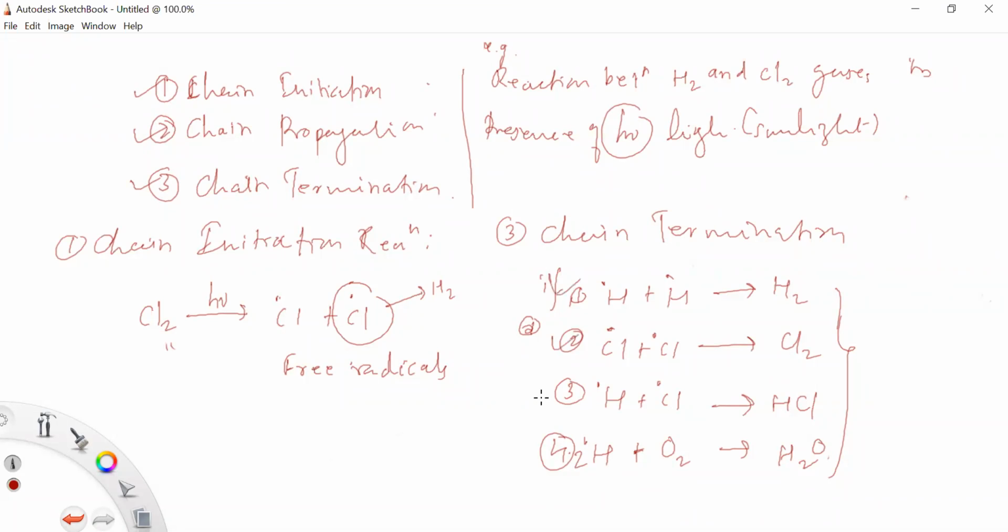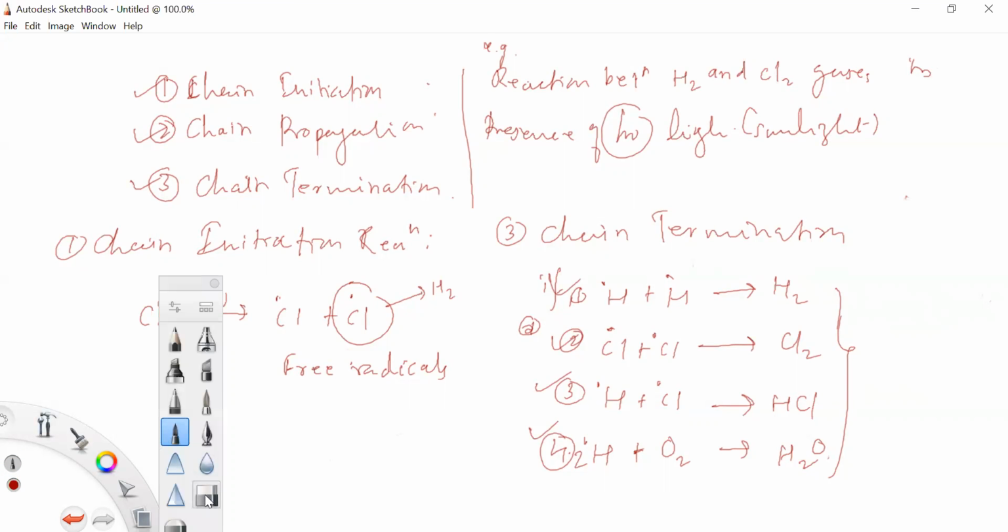Why do we call all these steps chain terminating steps? Because they break or terminate the chain. Therefore they are called chain terminating or chain breaking steps. So this is an example of chain reactions, this is the first example.